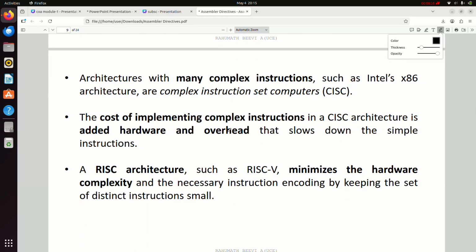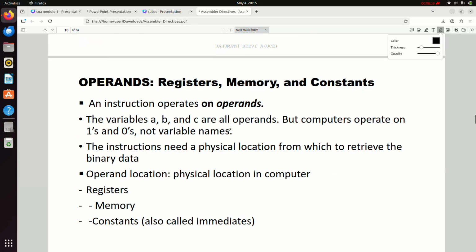Now the next thing you have to understand is operands. An instruction operates on operands. The variables A, B, C are all operands, but the computer is operating on 1s and 0s and not variables. The instruction needs a physical location from which you can retrieve that binary data. So operand location is the physical location in the computer. That can be registers, memory, or constants, that is immediate values.